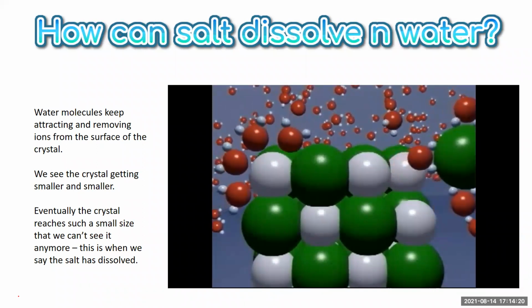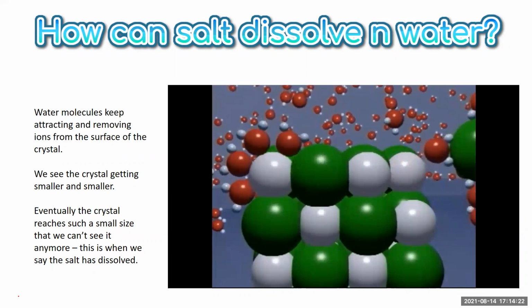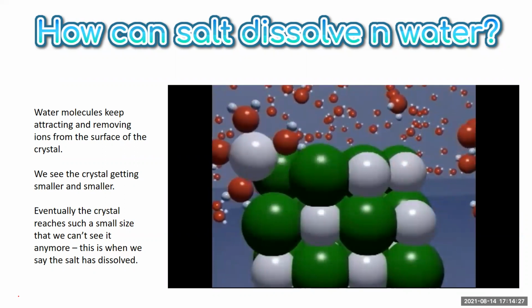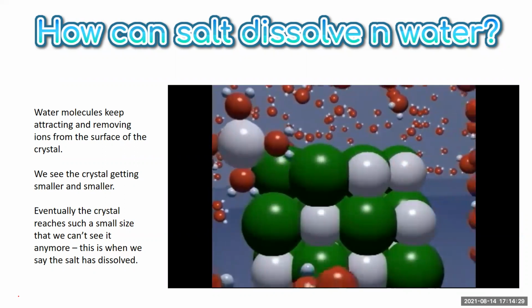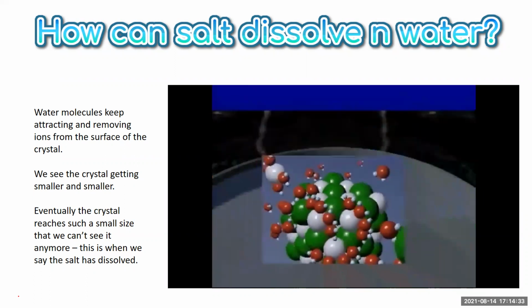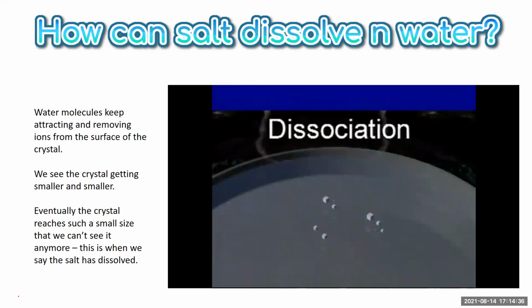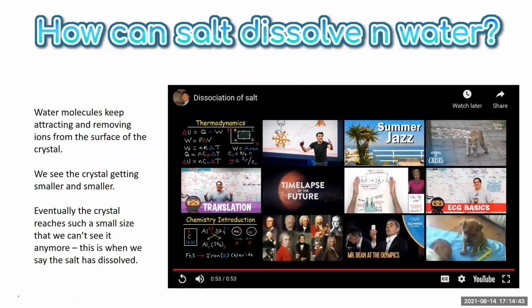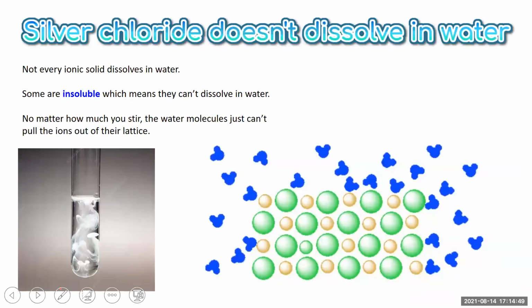Now we're seeing the negative end of the water molecule coming into a sodium ion to surround it, and that's able to remove it from the lattice. This will keep happening over and over, and the crystals will get smaller and smaller. Eventually that crystal is so small that we can't see it anymore, and that's when we say that the salt has dissolved. Eventually all of those ions will end up in the solution surrounded by water molecules.